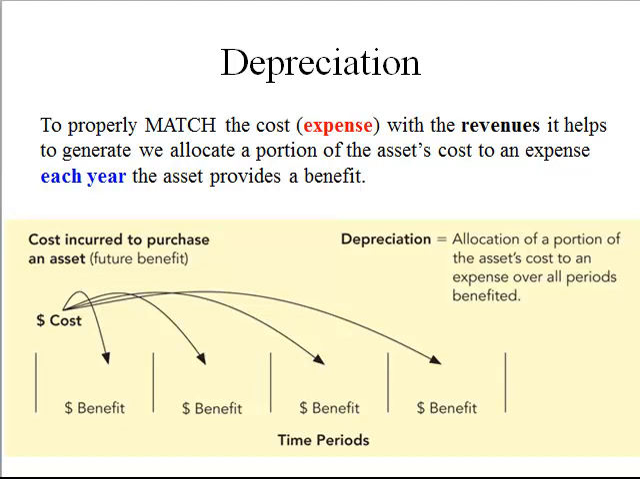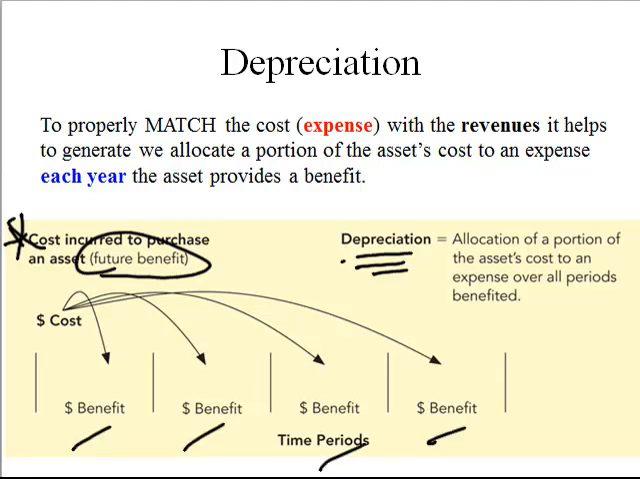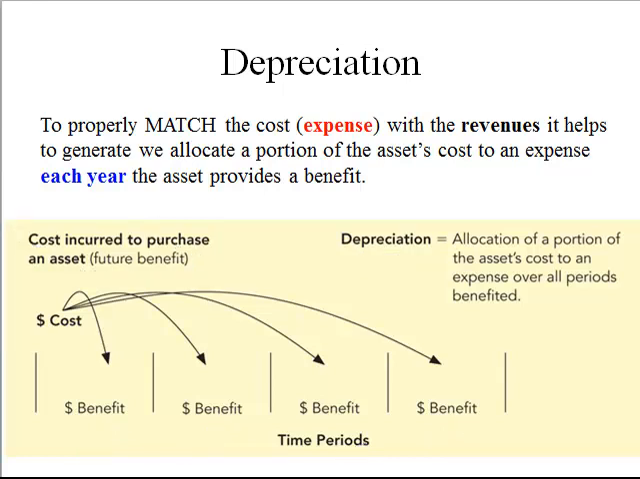Visually, here we have an illustration. The cost is incurred at the date of acquisition, but there are future benefits. Depreciation is the process of taking that cost, the initial expenditure, and allocating that to the periods of time where the benefit is used up. Over a number of years, the years are referred to as the asset's service life.